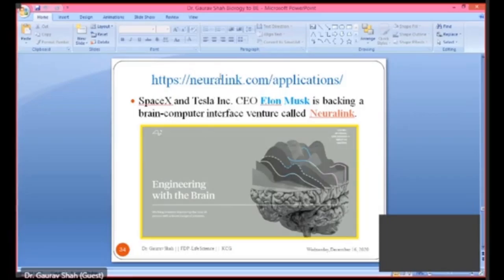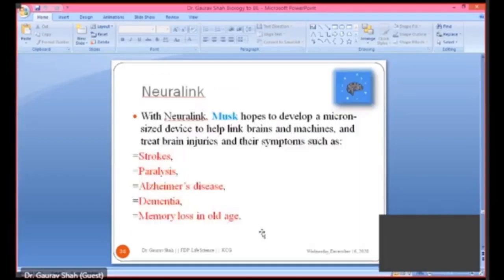venture. This is from his website, you can get it. A venture called Neuralink. It is expected that it will be out in 2021. So with Neuralink, Musk hopes to develop a micron sized device to help link brains and machines and treat brain injuries and their symptoms such as strokes, paralysis, Alzheimer's disease, dementia, and even memory loss in old age.